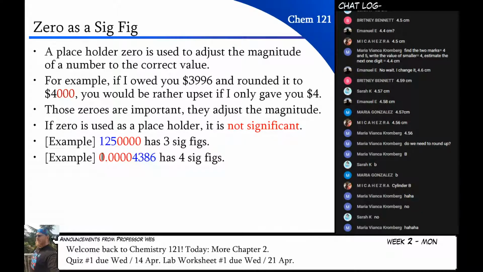What about this? I have this crazy decimal here, 0.000004386. That's a really, really tiny number, right? Well, if I get rid of these zeros, now it's a fairly large number. That doesn't make any sense. So those zeros must be placeholders. They are to make sure that my 4 is in the correct magnitude, and it should be a really small number. So the zeros shown on the screen are placeholders and don't count towards sig figs, because we don't know what their value is. All we know is we have to include them so that we get the other numbers into the correct magnitude.